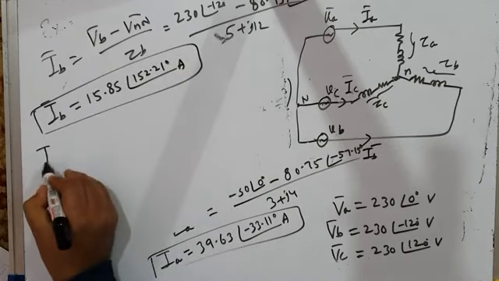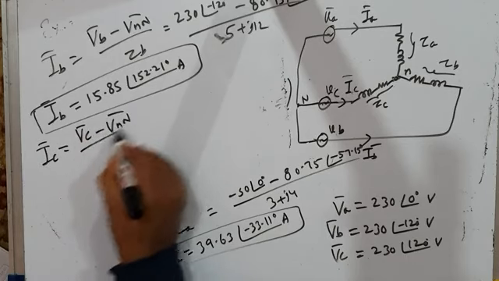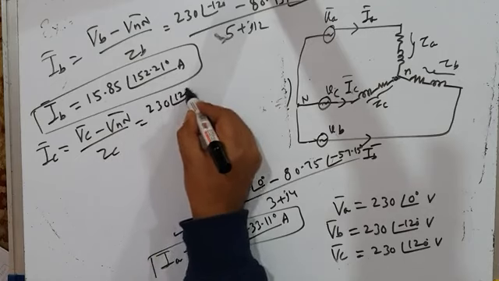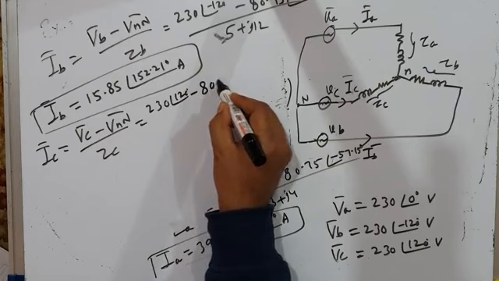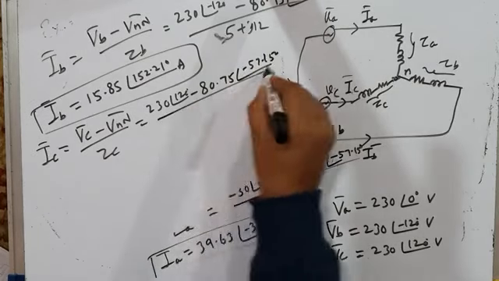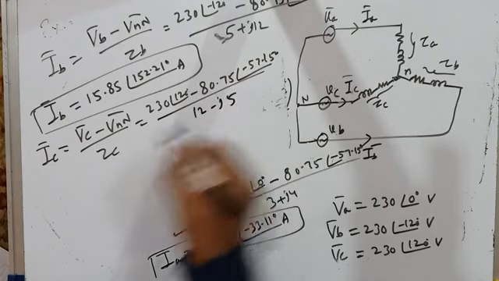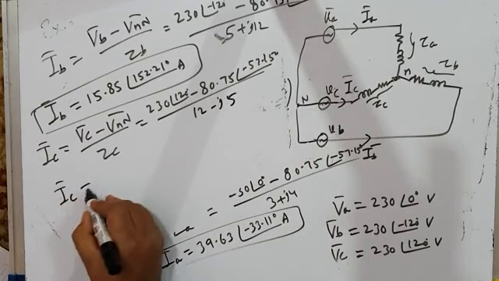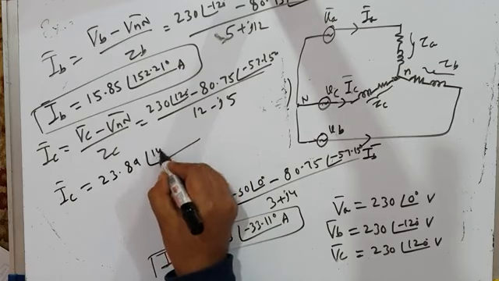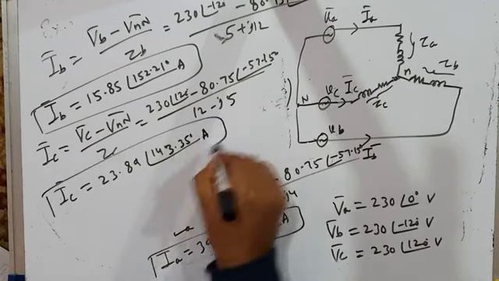In a similar way, you can find line current IC, which is (VC minus VNN) by ZC. VC is 230 at an angle of plus 120 degrees, minus VNN, which is 80.75 at an angle of minus 57.15 degrees, by ZC. How much is ZC? ZC is 12 minus j5. Use your calculator and get IC. IC comes out to be 23.89 at an angle of plus 143.35 degrees amps. This is current IC.